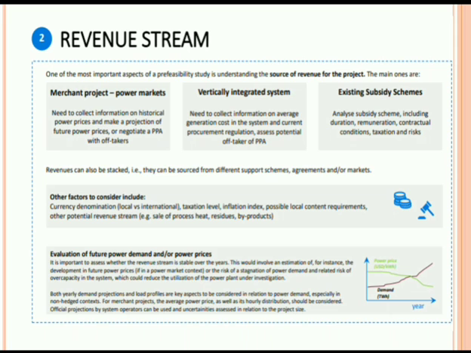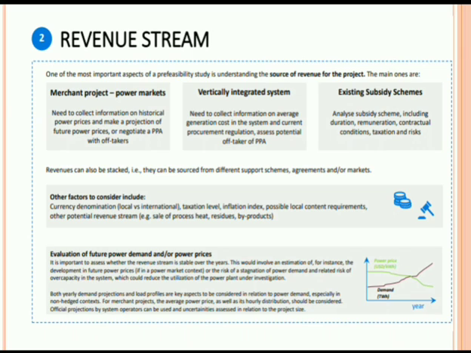The second one is revenue stream. In this revenue stream, we will understand the sources of revenue of the project. Whatever sources we have for the revenue of the project will be understood in the revenue stream step. In this we will see there are three different points. First, a merchant project that will be having power markets. Here we will need to collect the information on historical power prices, and make a projection of the future power prices, or negotiation of a PPA with the offtakers.